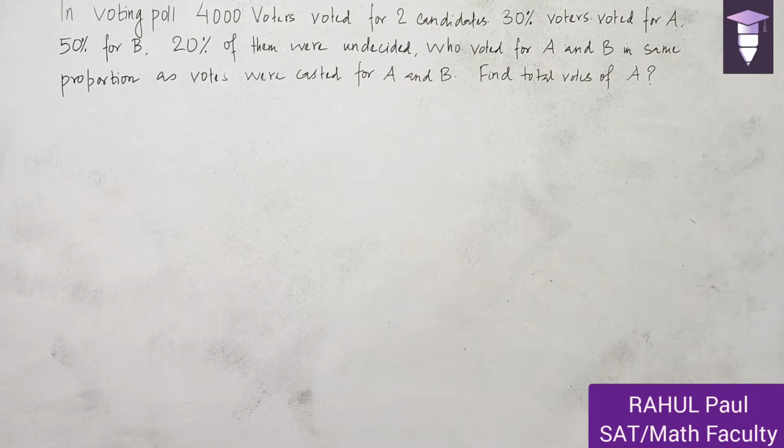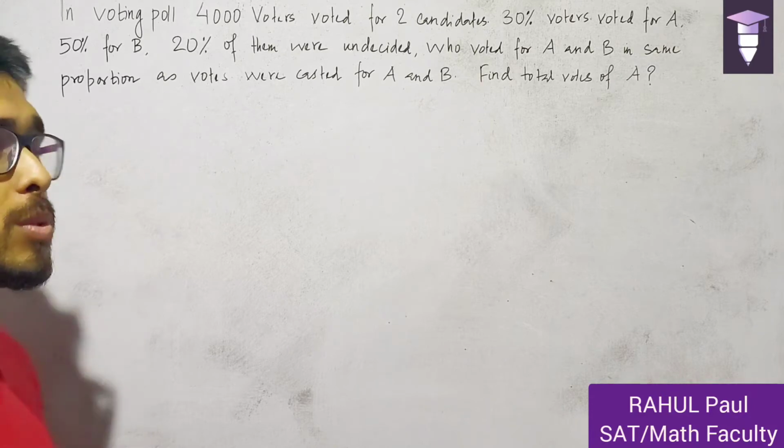So, in a voting poll, 4,000 voters voted for two candidates. 30% of voters voted for A, 50% for B, 20% of them were undecided who voted for A and B in the same proportion as votes were casted for A and B. Find the total votes of A.